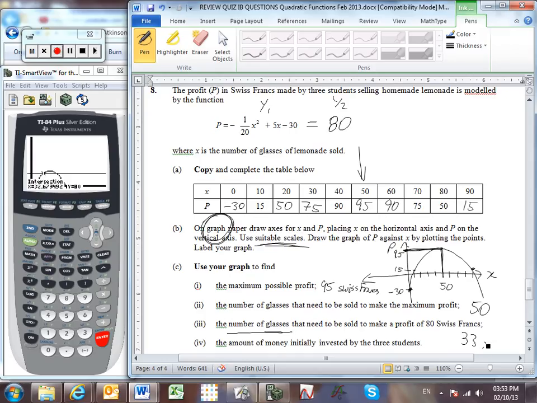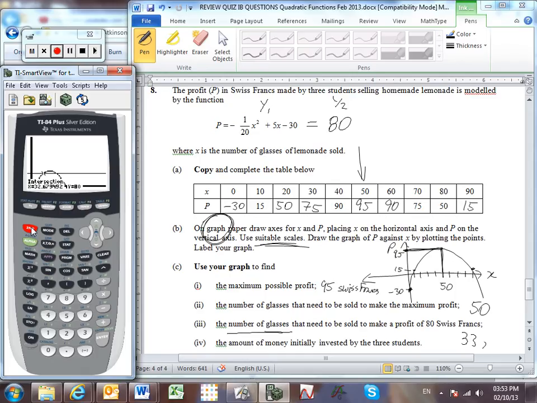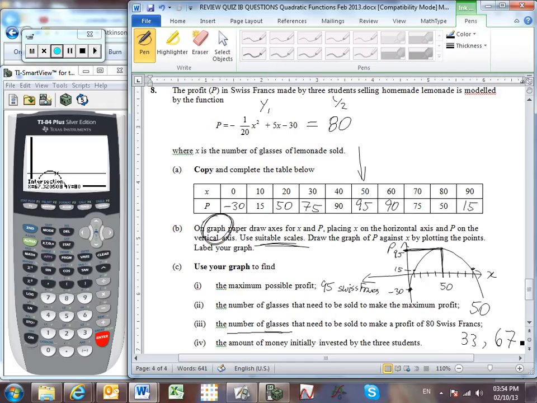And there's another way that we can have exactly 80. Again, let's find the other intersection point. Second calc intersect. What's the first curve? Yes. What's the second curve? Yes. And now we need to come up with another guess. I'm guessing that it happens at around 65. In fact, it happens when x is equal to 67.3. Again, of course, we cannot have a fractional number of glasses. So 67 is the nearest integer number of glasses, so we make a profit of 80 Swiss francs.